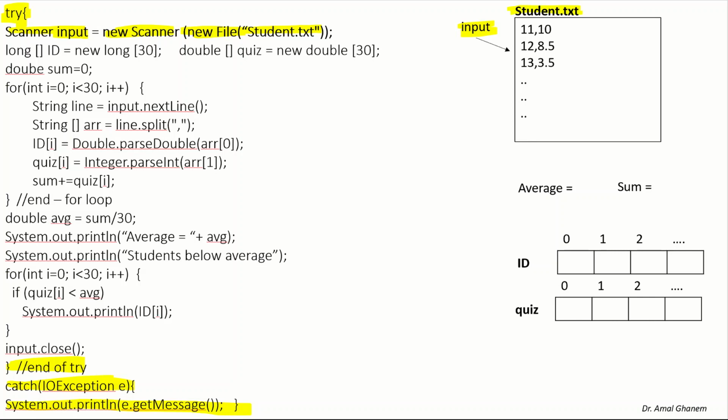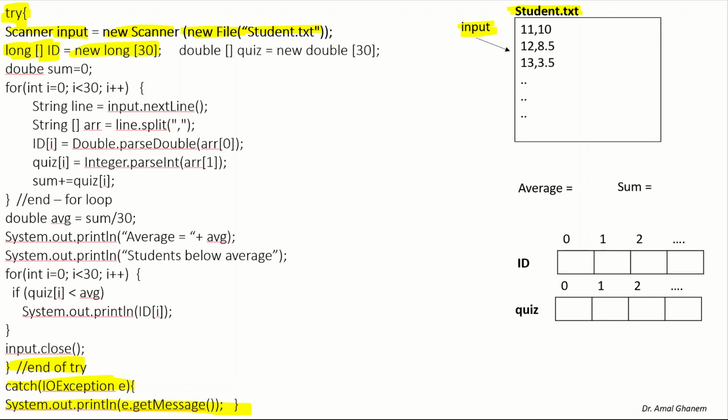And we will assume we have the following values: 11, 10. So student ID is 11 and the value 10 means a quiz, and similarly for the other lines. As we agreed, I need to save the ID and I need to save the quiz in arrays. So I need two arrays, one for ID and one for quiz. For the ID, I have to use long bracket ID equal new long, bracket 30.